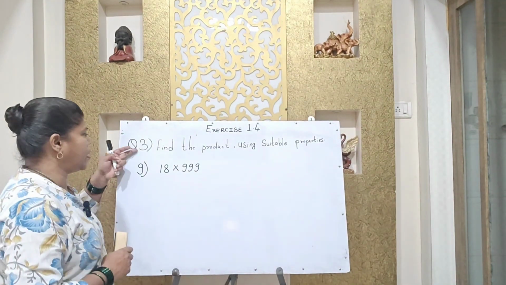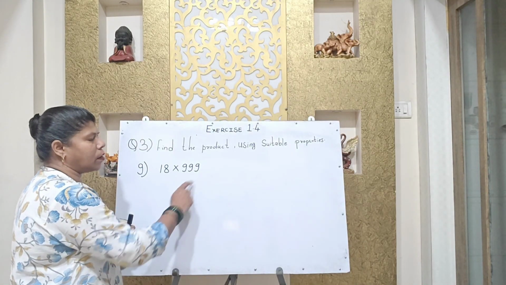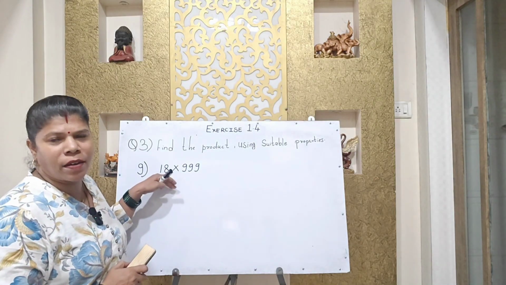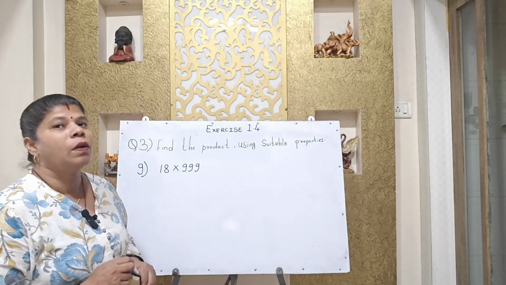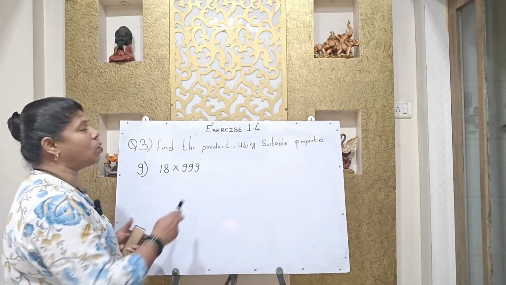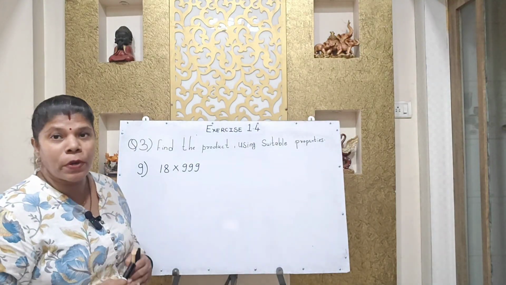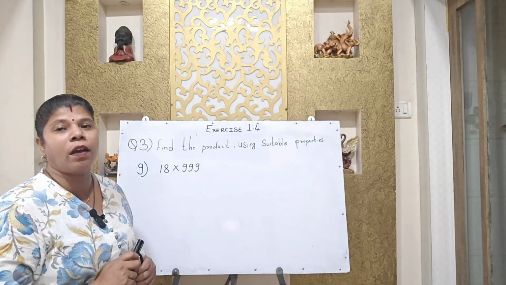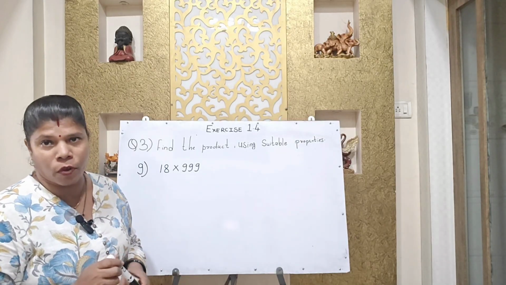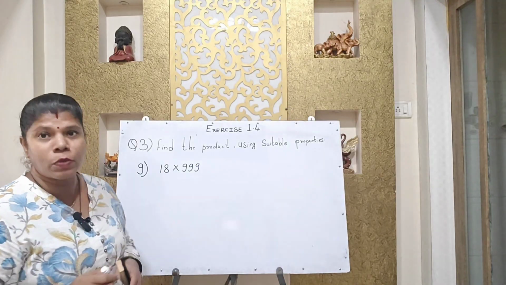ओके, क्वेश्चन 3G. 18 मल्टीप्लाई बाय 999. आप कहोगे ठीक है 999 को 18 से मल्टीप्लाई करते हैं, काम हो गया. But no, you cannot do the multiplication directly here because they have told us to use the suitable property. हमें property use करके ही ये sum solve करने हैं. If you solve without using the property, your teacher may mark this answer wrong or can deduct your marks also. Okay, so we have to use property in this sum.